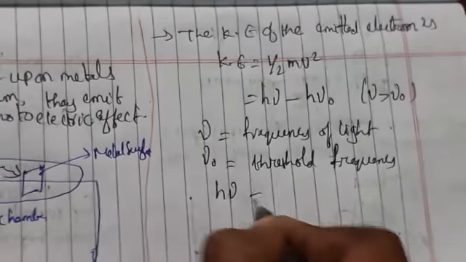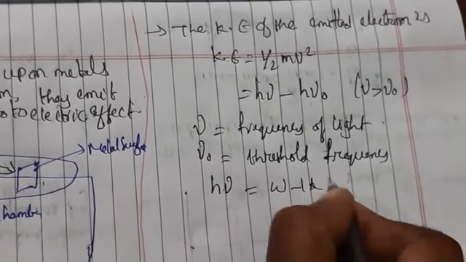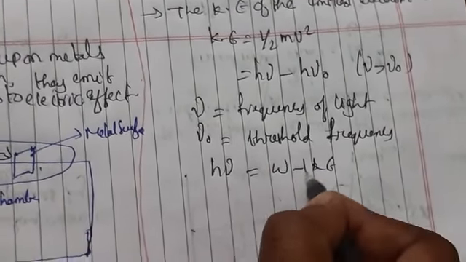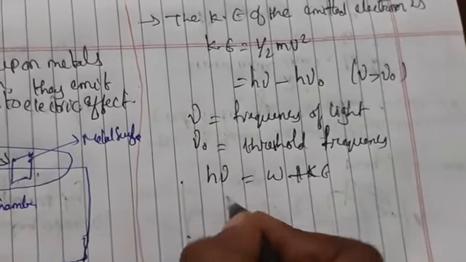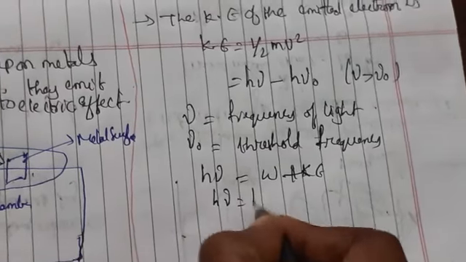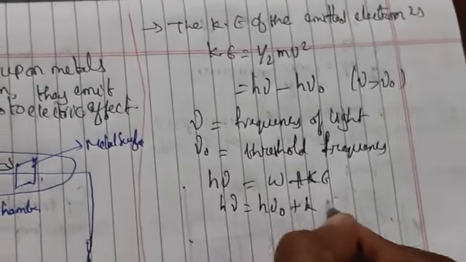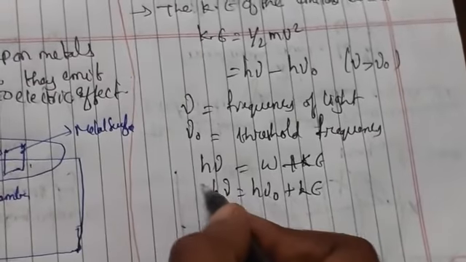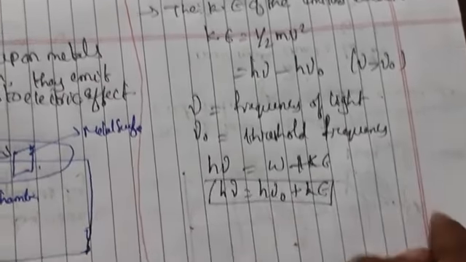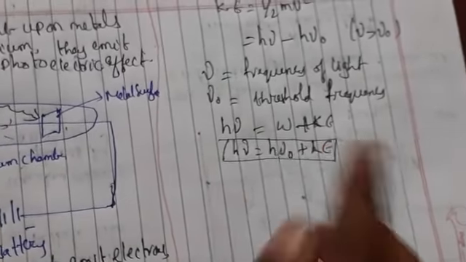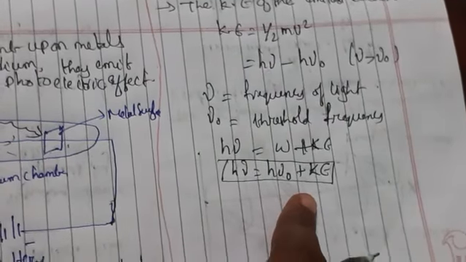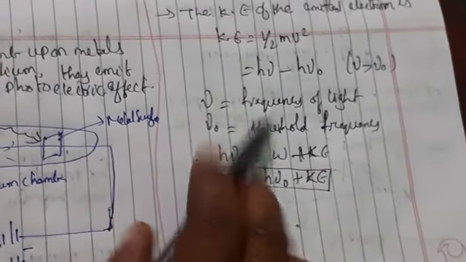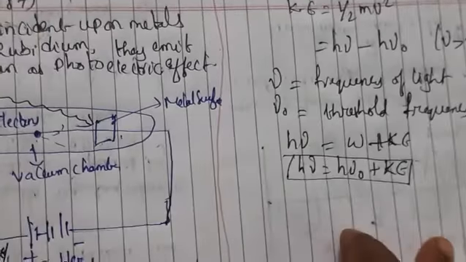Here h nu is equal to the work function plus kinetic energy. So h nu equals h nu naught plus K. This is the general equation, as we know. Here K is half mv square, so we can write half mv square. To get h nu, we write h nu naught plus K.